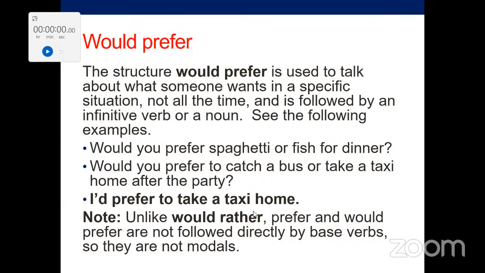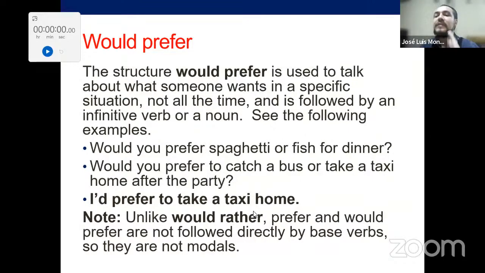Okay, teacher. Would prefer. The structure would prefer is used to talk about what someone wants in a specific situation, not all the time. And it's followed by an infinitive verb or a noun. See the following examples. Would you prefer spaghetti or fish for dinner? Would you prefer to catch a bus or take a taxi home after the party? I prefer to take a taxi home. Unlike would rather, prefer and would prefer are not followed directly by base verbs, so they are not modals.